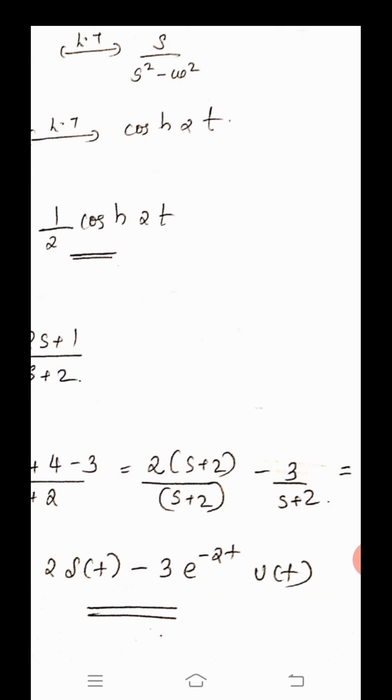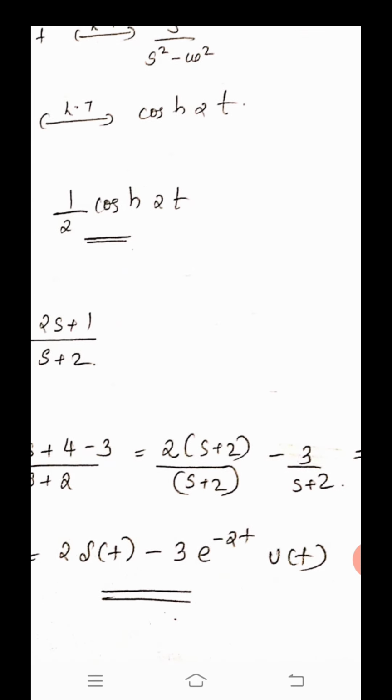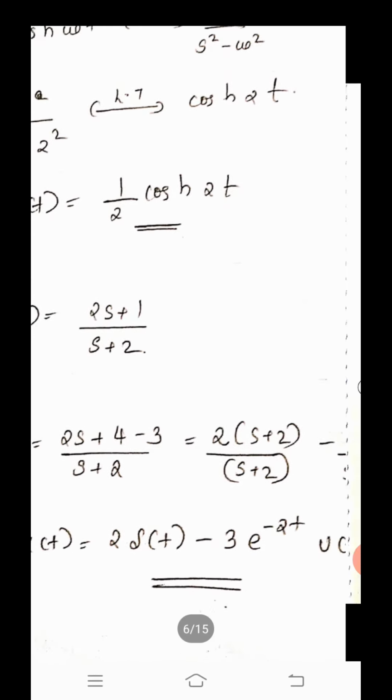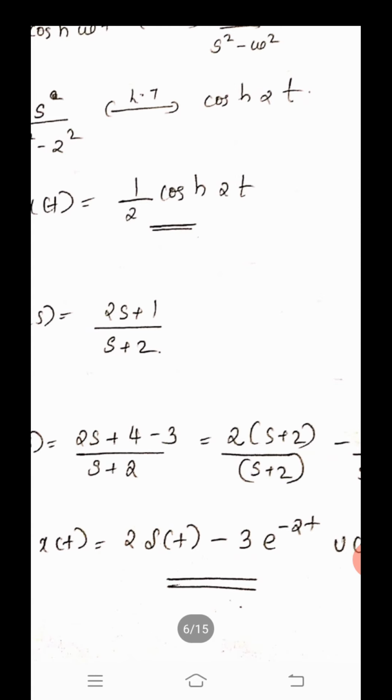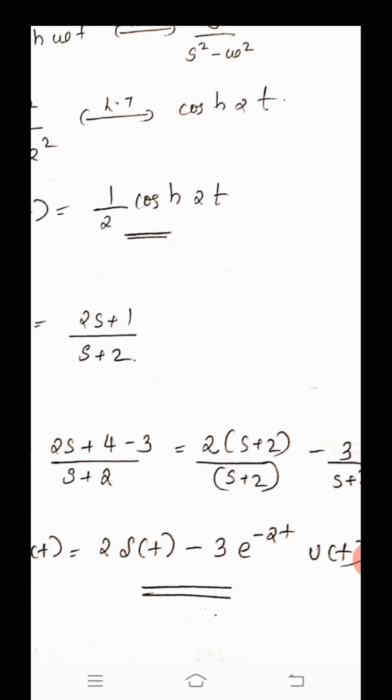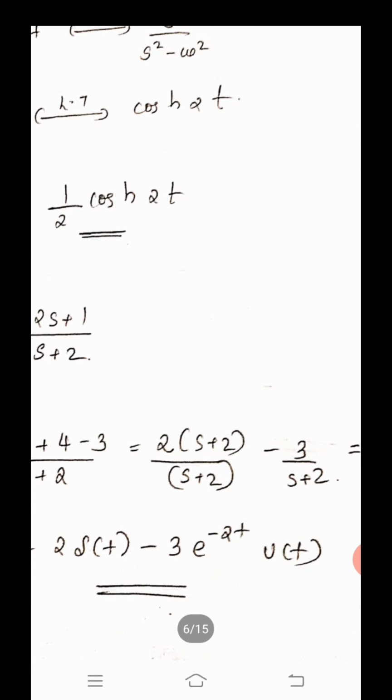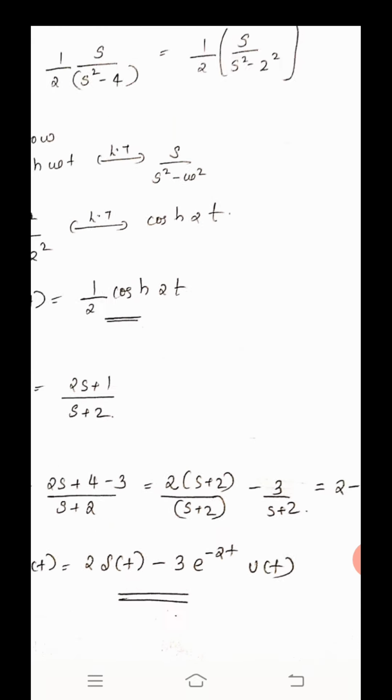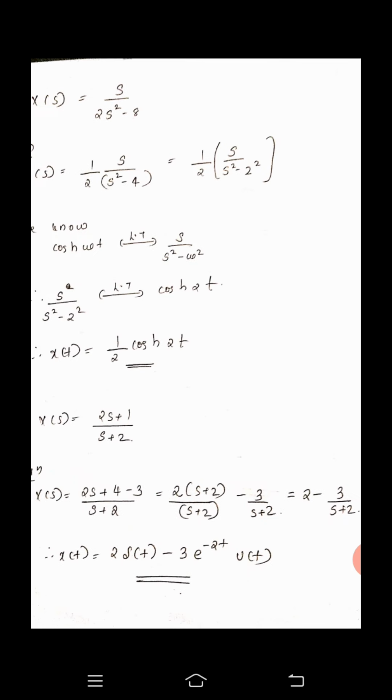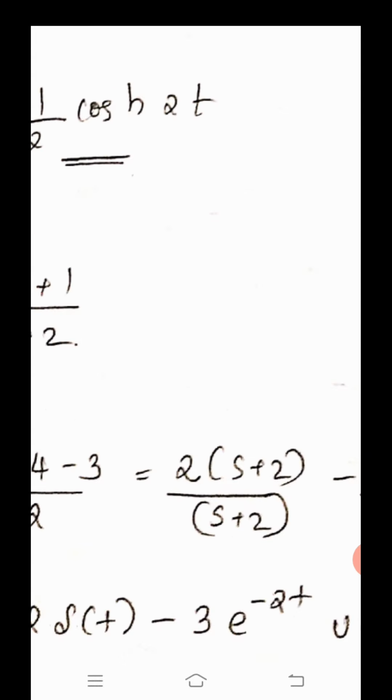From the first term, s plus 2's will get cancelled. So it becomes 2 minus 3 by s plus 2. We know the inverse Laplace transform of a constant is constant into delta of t. So 2's inverse Laplace transform is 2 into delta of t minus 3 into, again s plus 2 is coming, so it becomes e raised to minus 2t into u of t. So that is your inverse Laplace transform. For X of s is equal to 2s plus 1 by s plus 2, we get x of t is equal to 2 into delta of t minus 3 into e raised to minus 2t u of t.